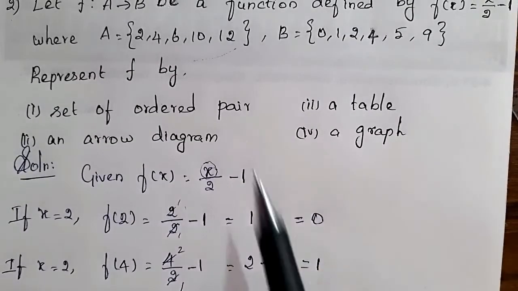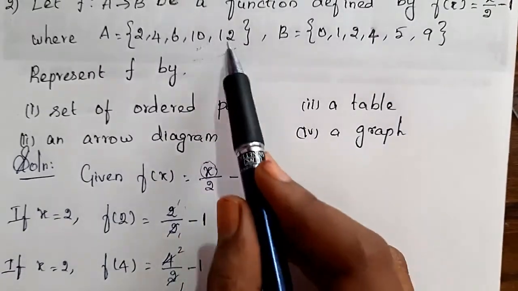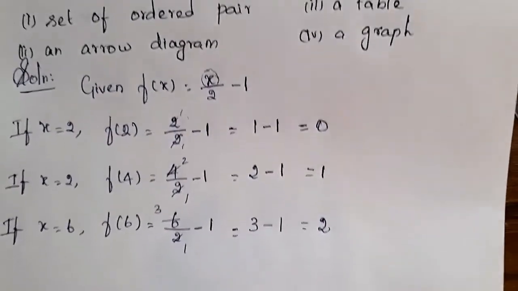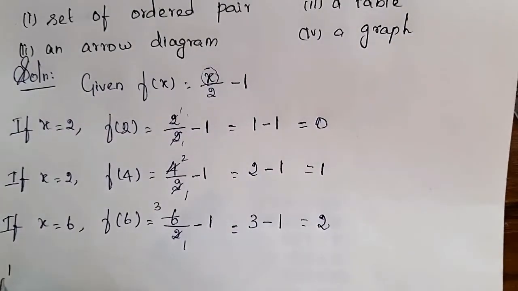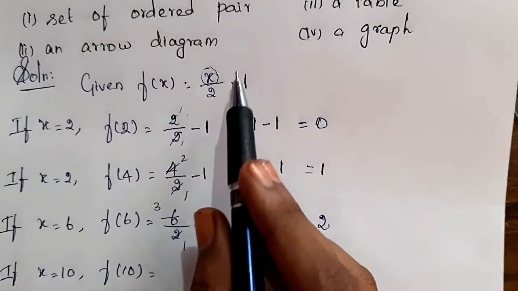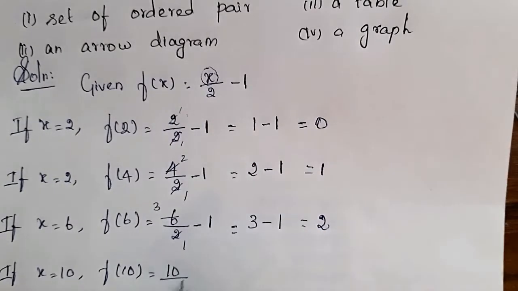Next we can apply the value 10, then 12. If x equal to 10, so f of 10 equal to, apply 10 here, 10 by 2 minus 1. Cancel by the 2 table, 1, 2 is 2, 5 times 10, that is equal to 5 minus 1. Subtracting, 5 minus 1 is 4.